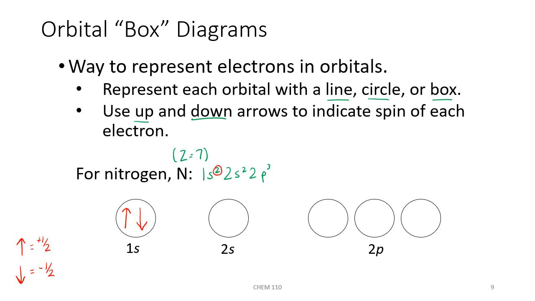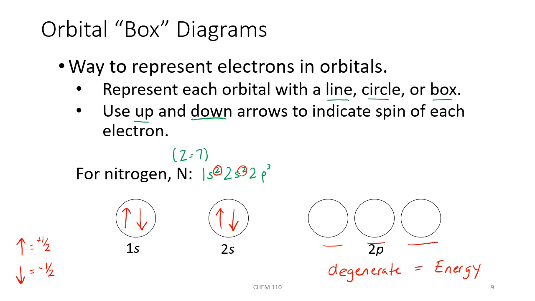Then next we're filling the 2s. The 2s orbital holds 2 electrons, so we would have one pointed up, one pointed down. So now we've placed the first 4 electrons for nitrogen. And then moving over to the 2p, we draw all 3 orbitals for 2p, even if some of them are empty. And when we fill our 2p orbitals, because these are degenerate, which means equal in energy, we're going to have to decide how we end up populating those orbitals.